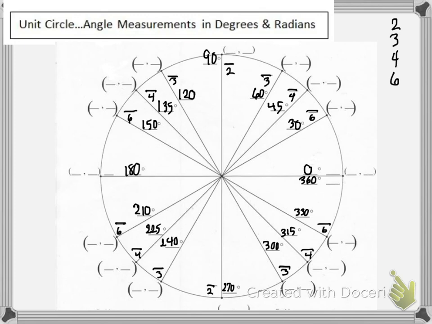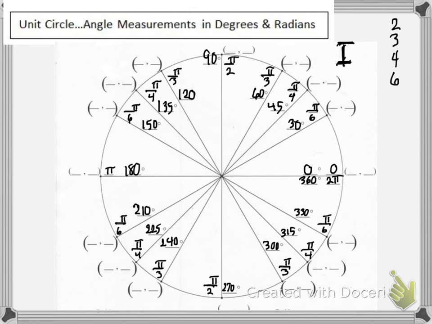Every one of these has a pi on top of it. Pause so I could get all those pis drawn quickly. In the first quadrant, this is quadrant 1. In quadrant 1, the top of all those radian measurements is just plain pi.